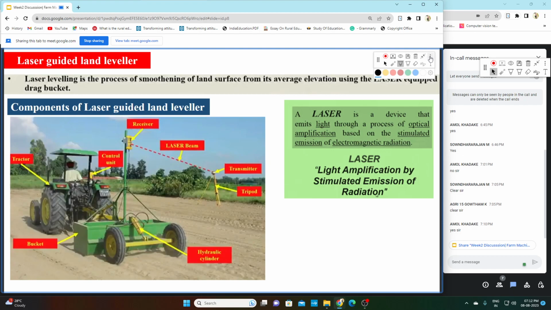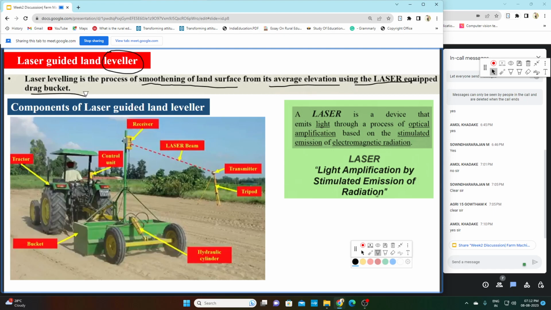So what is the function of this laser guided land leveler? By the name you can make out, leveler means it is a device, an implement that is used for smoothing of land surface from its average elevation using a laser equipped drag bucket, okay. So this is the full definition, okay.